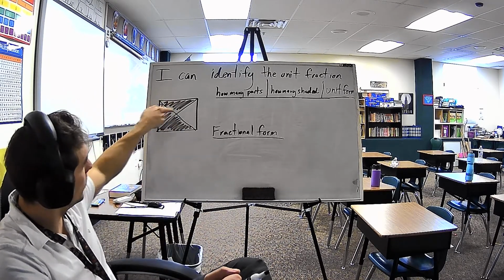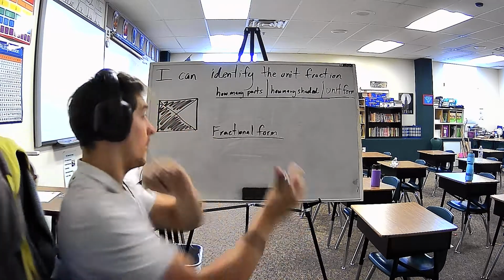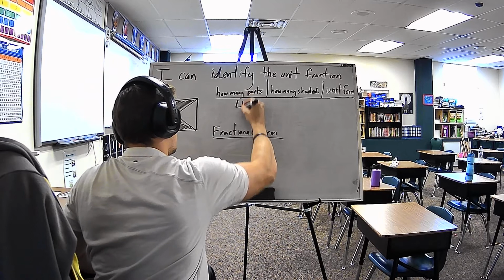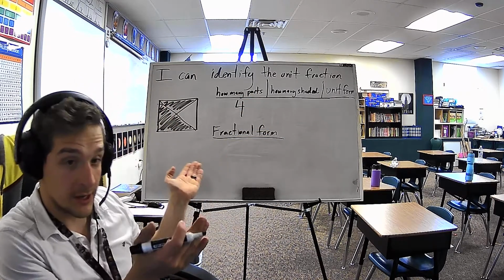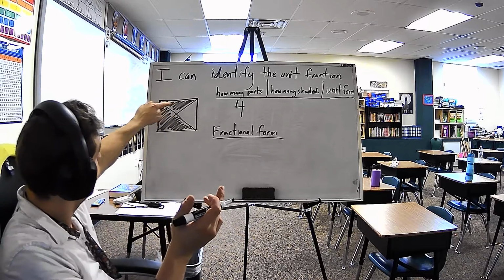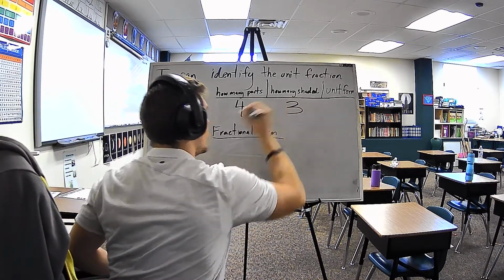So 1, 2, 3, 4. So how many parts do I have? 4. I have 4 parts. Now how many of these do I have shaded? Well, let's count how many we have shaded. 1, 2, 3. So we have 3 of these shaded.